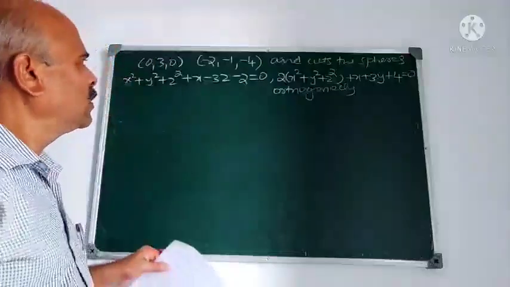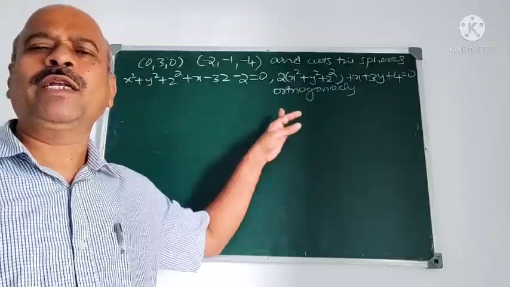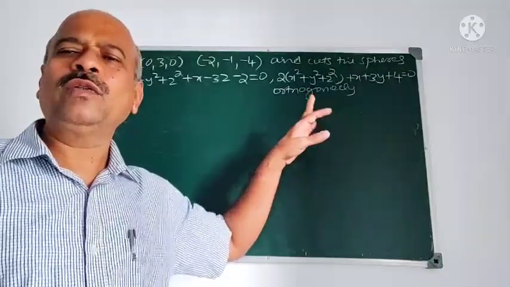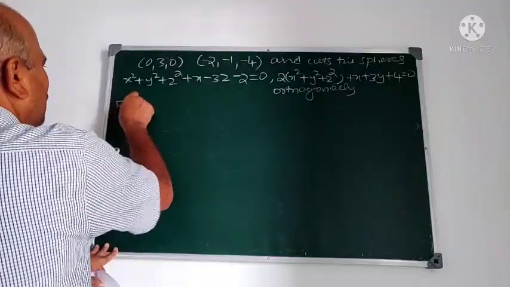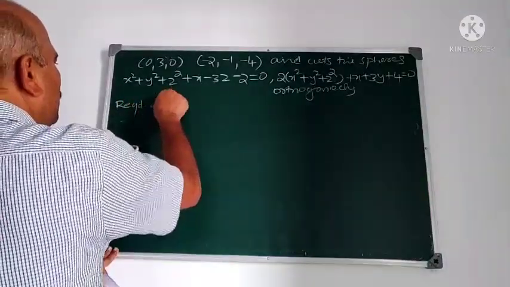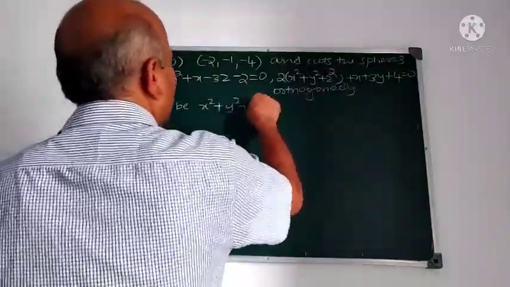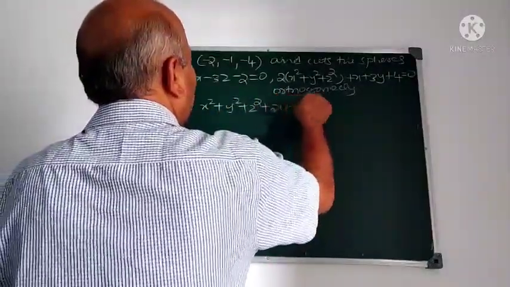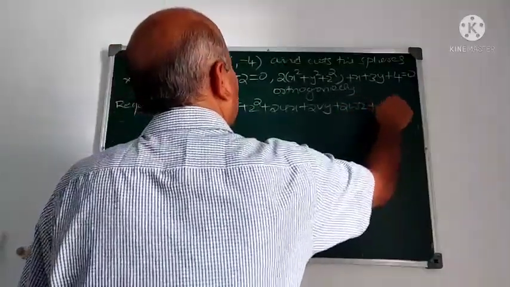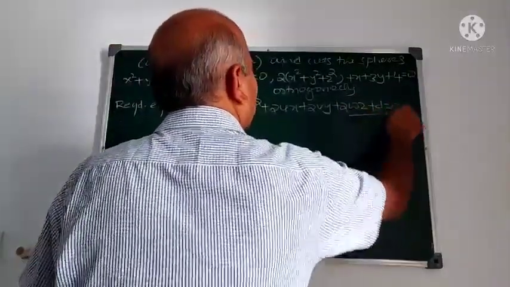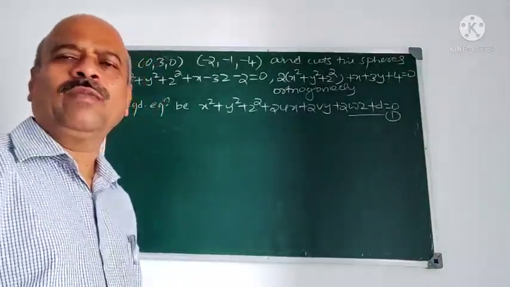Now here see the procedure. We assume that the general equation of the sphere is the required equation. So we have to find out u, v, w and d. Therefore the required equation be x square plus y square plus z square plus 2ux plus 2vy plus 2wz plus d is equal to 0. Take this as 1. It is a 5 marks problem and a standard problem it is.